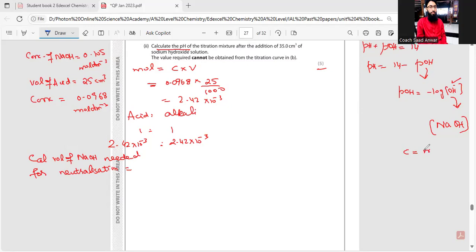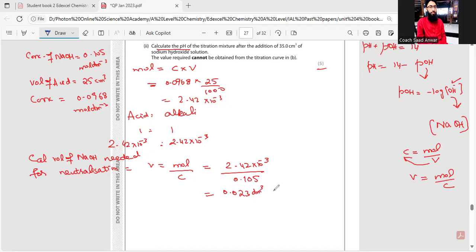Now concentration is equal to moles upon volume. So bring volume here. Volume is equal to moles upon concentration. Moles of alkali is 2.42 times 10 raised to power minus 3. Concentration of alkali is 0.105. So volume is 0.023 dm cubed. Just multiply this with 1000, and your answer comes in cm cubed. So this is the volume of alkali. You can see the volume of alkali is also given here somewhere, 35.